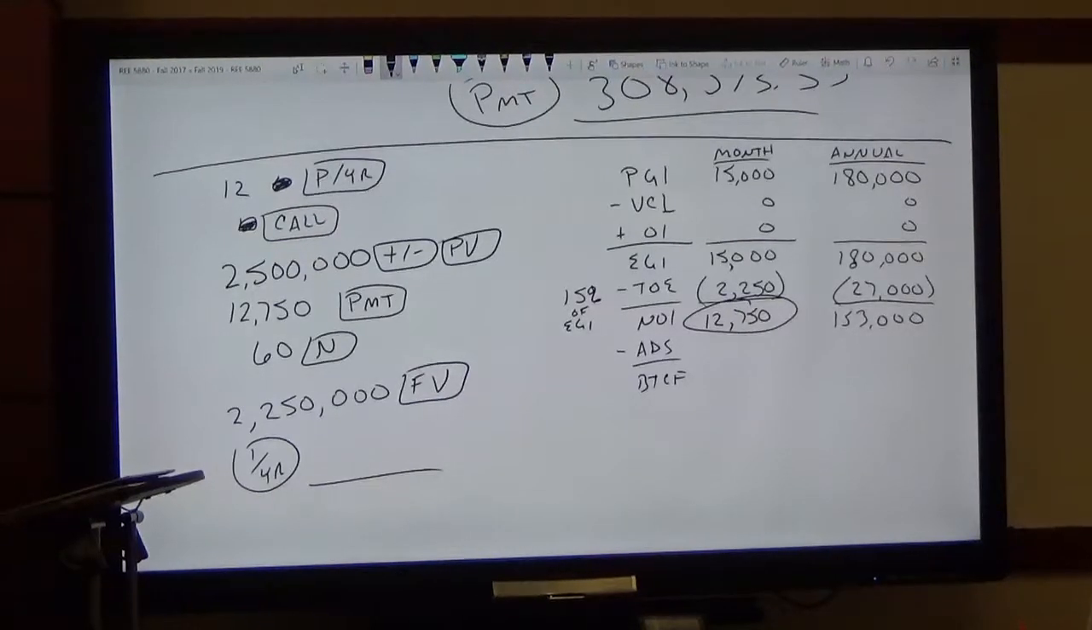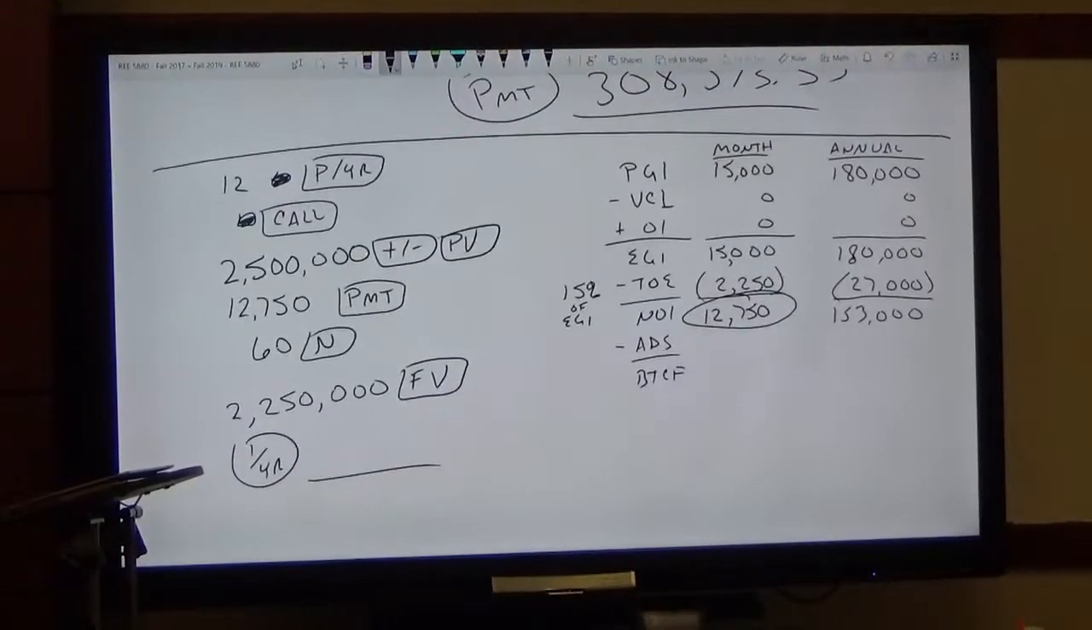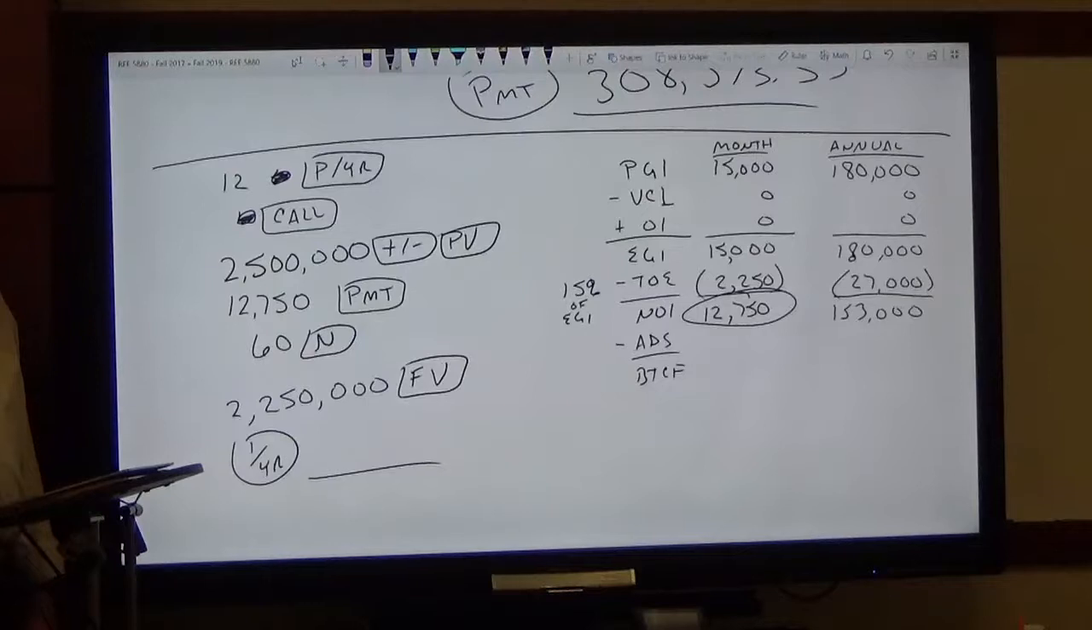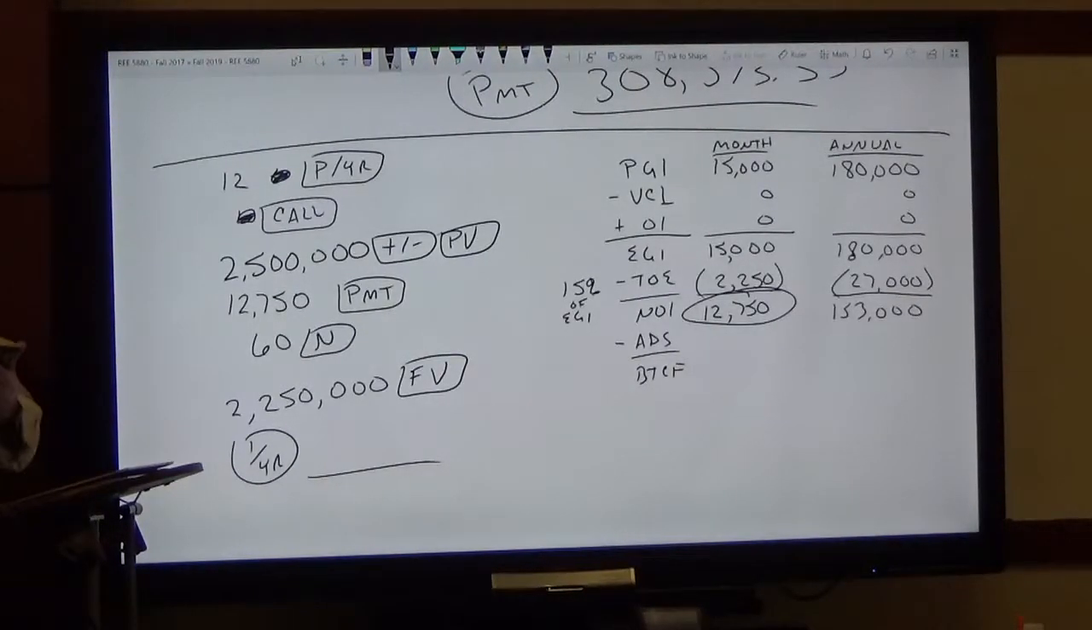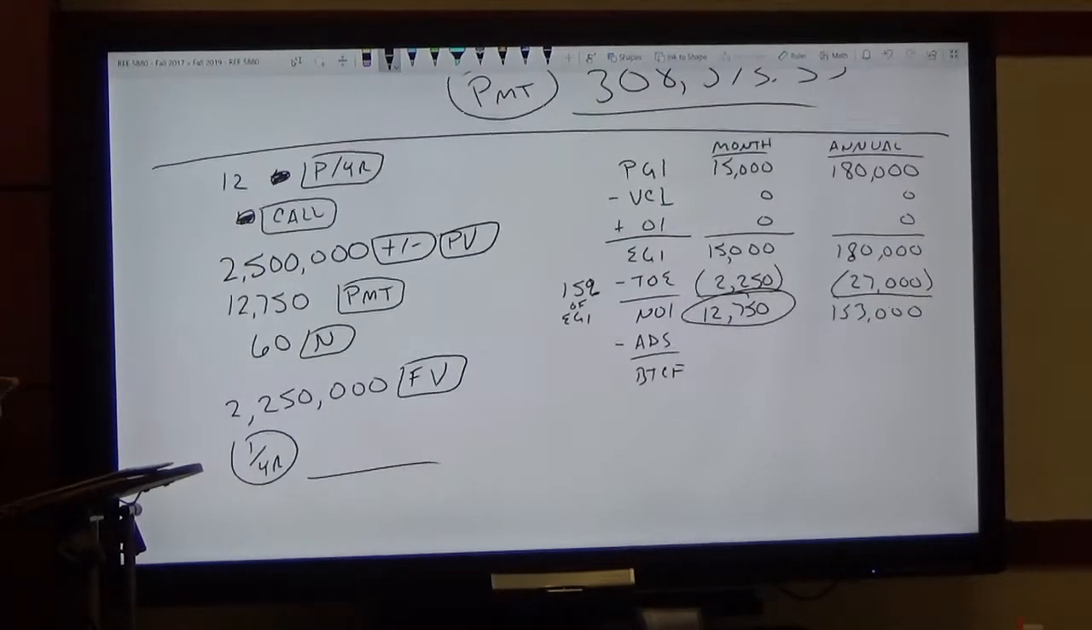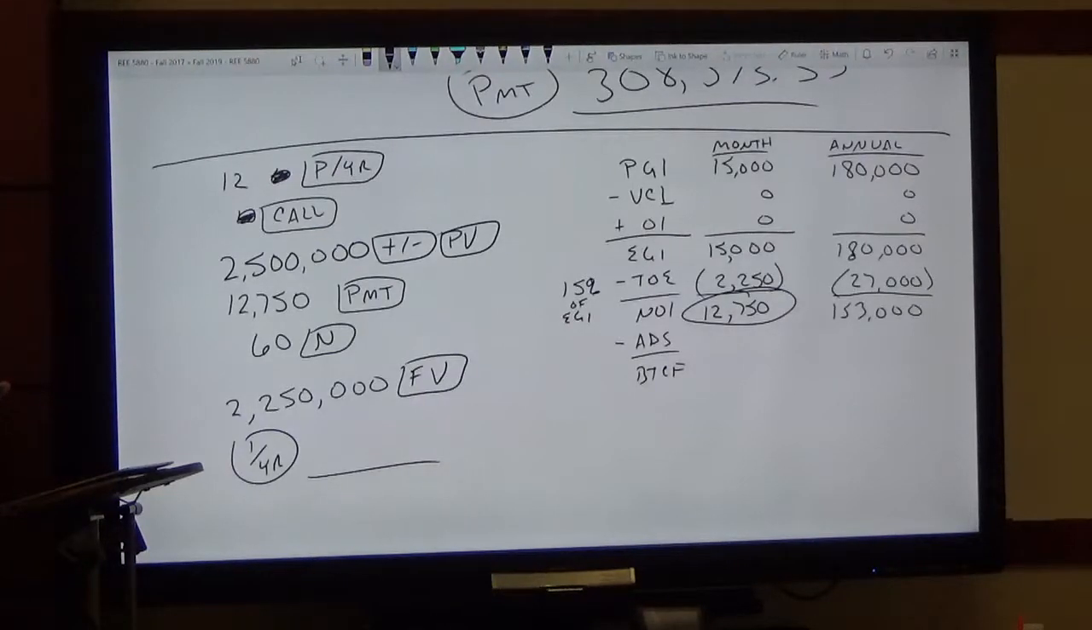All right, so I ended up with 6.103? Yes. Hold on, let's do it one more time. I got 4.32. People were talking to me while I was trying to do the calculation. Excuse me, let's try it again. Present value, 12,750 payments, 60 N, 2,250,000 future value. Okay, 4.32?